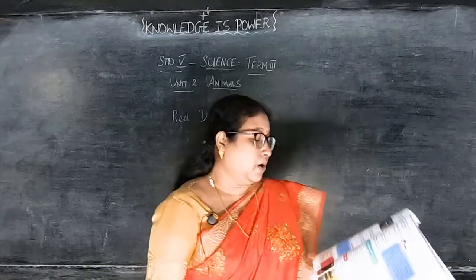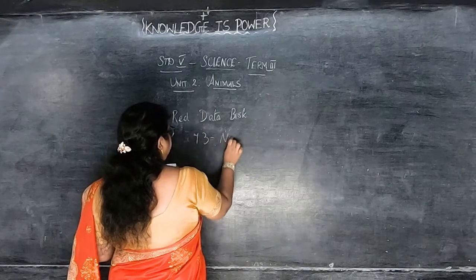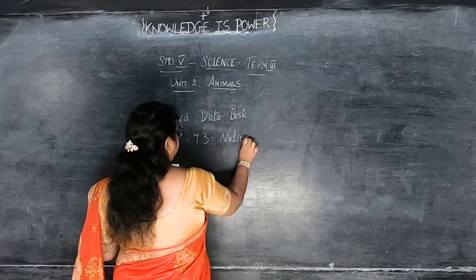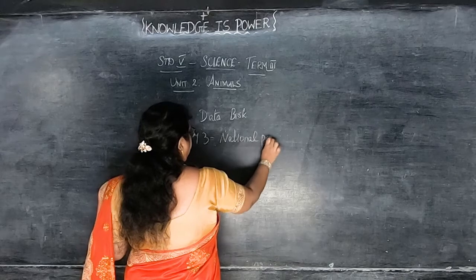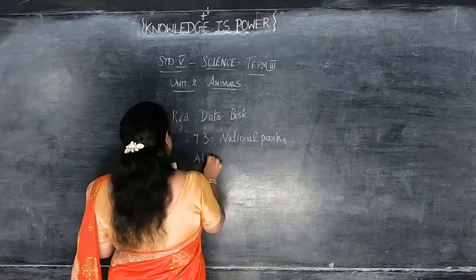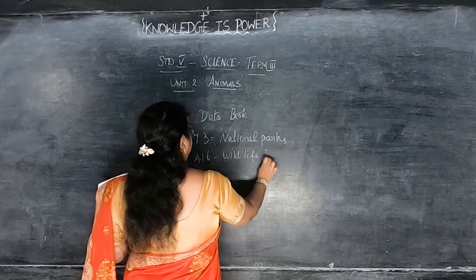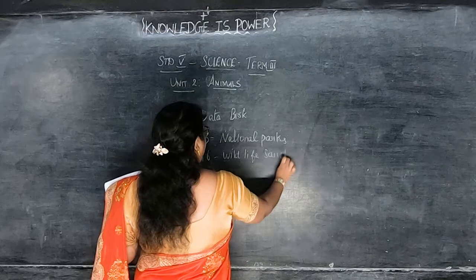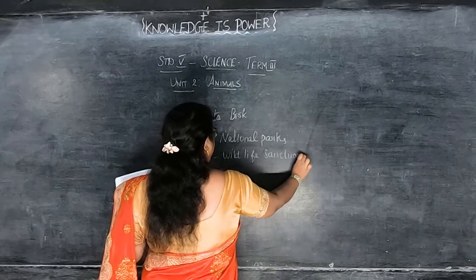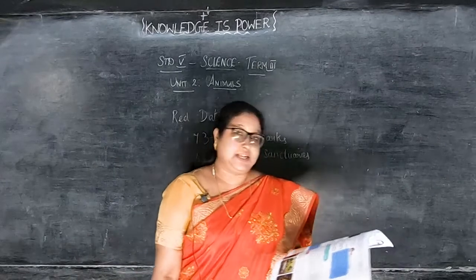In India there are about 73 national parks. How many, children? 73 national parks and 416 wildlife sanctuaries. Okay, 73 national parks and 416 wildlife sanctuaries. Now first we are going to see the national parks.